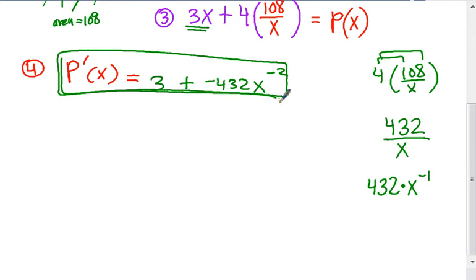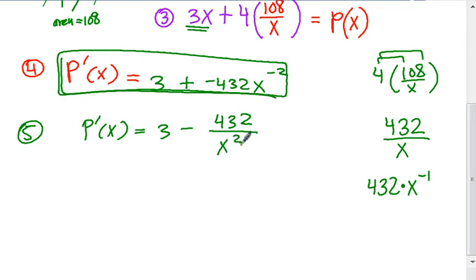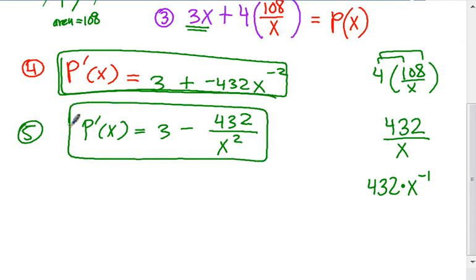And to find critical numbers, we'll ask, where is that undefined, and is it ever 0? Let me just rewrite the formula in a more familiar form. Can I use a minus sign here? I guess I can. So this is an expression for the derivative of p. Great. Is this ever undefined?